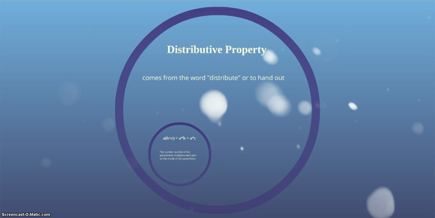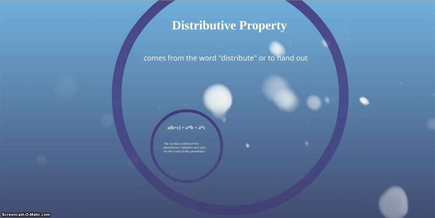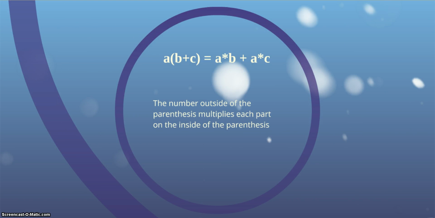The distributive property comes from the word distribute, which just means to hand out. So a(b + c) is equal to a times b plus a times c. The number outside of the parentheses multiplies each part on the inside of the parentheses.